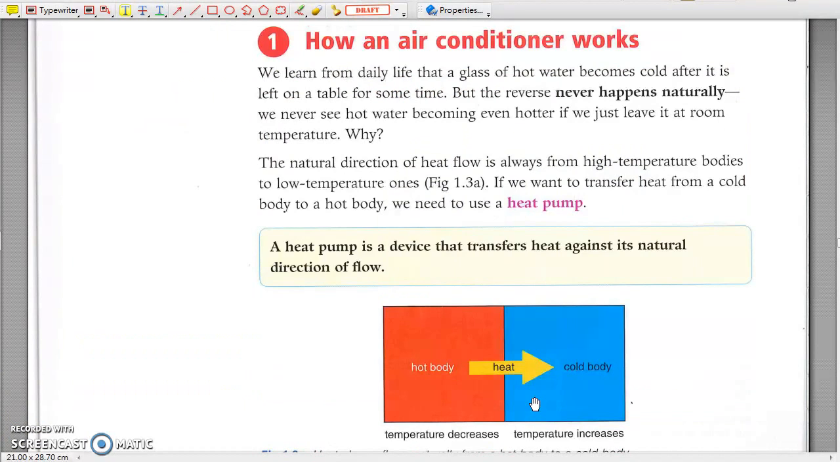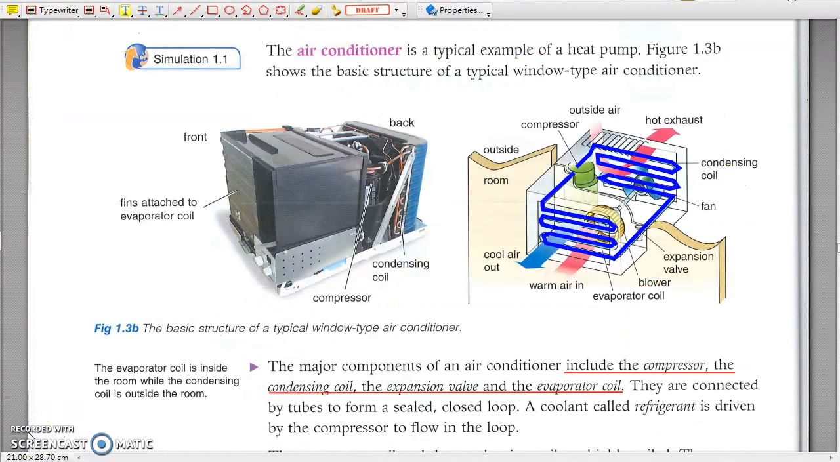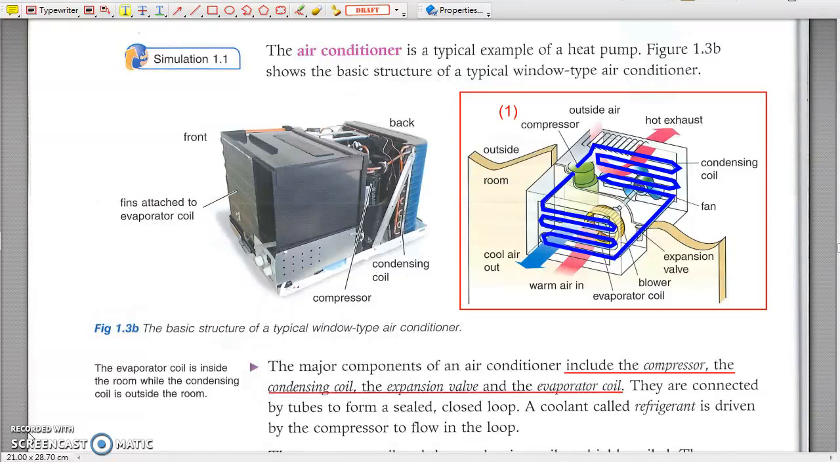1. How an air conditioner works. Naturally, heat always flows from higher to lower temperature bodies. On the other hand, a heat pump such as an air conditioner can remove heat from lower to higher temperature bodies. Inside an air conditioner, there are a compressor, condensing coil, expansion valve, and evaporator coil. They form a closed loop, inside which refrigerant circulates as driven by the compressor.